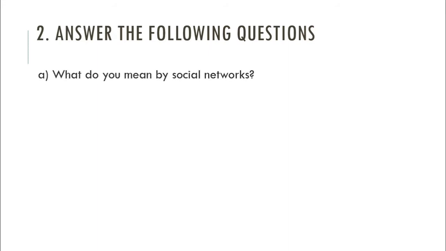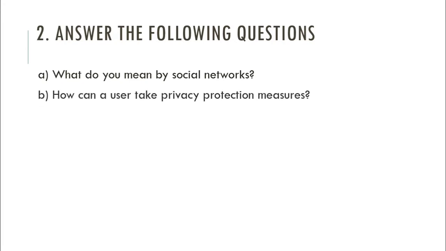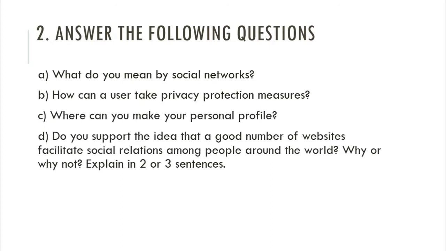Question number 1. What do you mean by social networks? Number B. How can user take privacy protection measures? Where can you make your personal profile? Do you support the idea that a good number of websites facilitates social relations among people around the world? Why or why not? Explain in 2 or 3 sentences. Number E. Write the merits and demerits of Facebook.